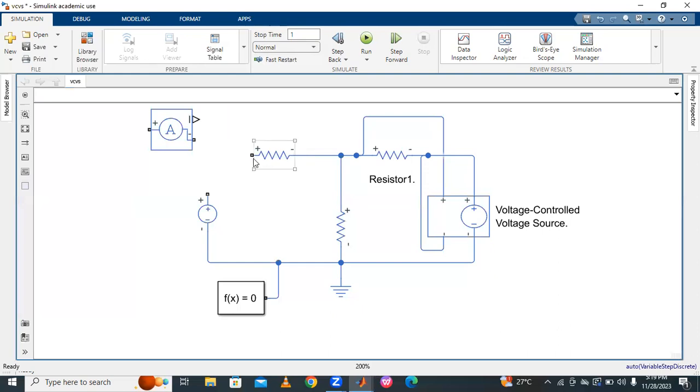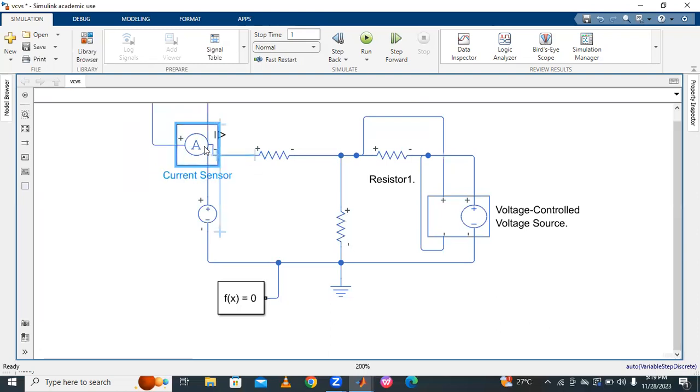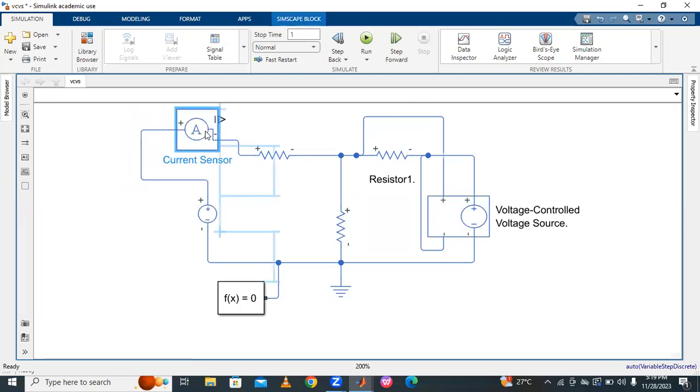I want to measure the current flowing into this resistor. So how? By using an ammeter. Connect the positive terminal and the negative terminal here, like this. This is called the current sensor, and like this the current sensor is connected.